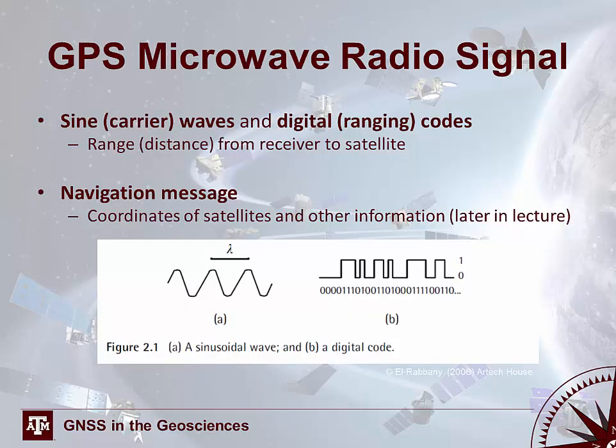So the GPS operates on radio wave frequencies, and there's a sine wave and a digital ranging code. So based on those two, the sine wave and the digital ranging code, you're able to determine your distance or range from the receiver to the satellite. Now, in addition to that, you also need the navigation message. So the navigation message is actually the coordinates of the satellites and other information. So we'll cover this a little bit later in lecture, but this is information such as the ephemeris and the almanac of the satellites.